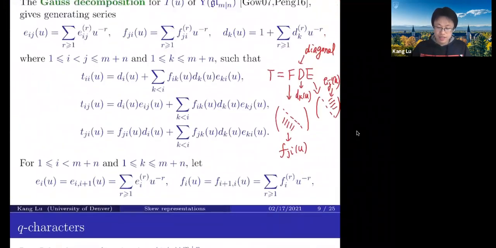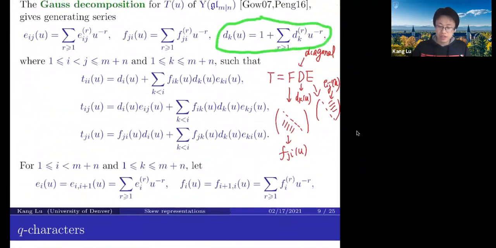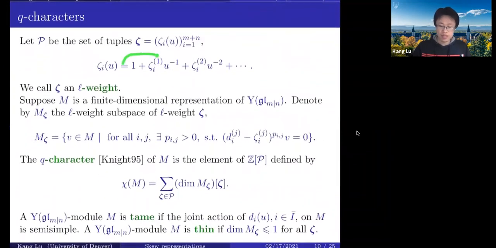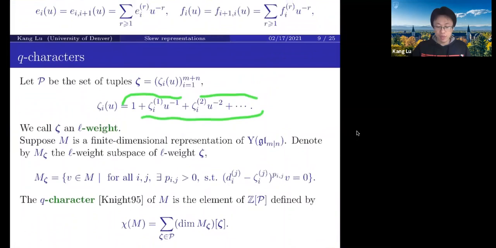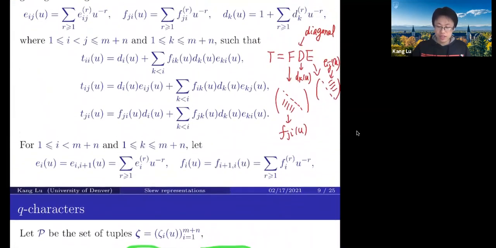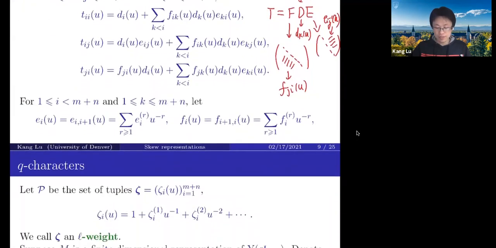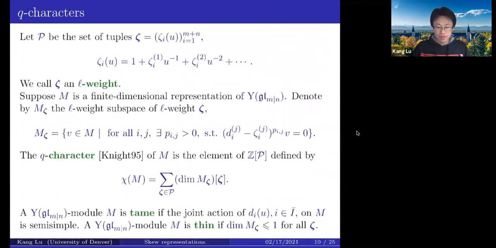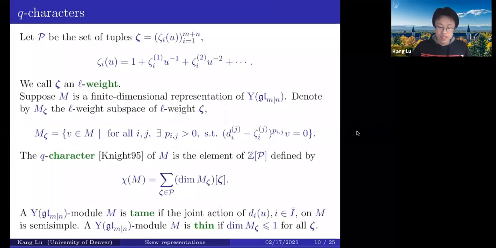Okay, so look at this particular form of D_k(u). I am going to consider the corresponding eigenvalue. The eigenvalue should look like this, where it is a power series in u inverse, starting from one. So we consider a tuple of such series, we call it an l-weight. So this zeta one corresponds to the D_1 action, zeta two corresponds to the D_2 action, and so on.